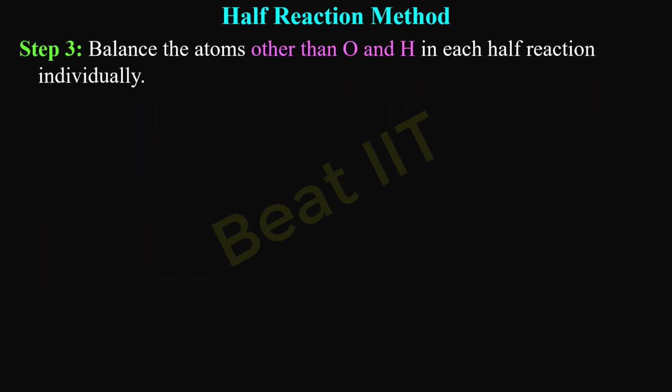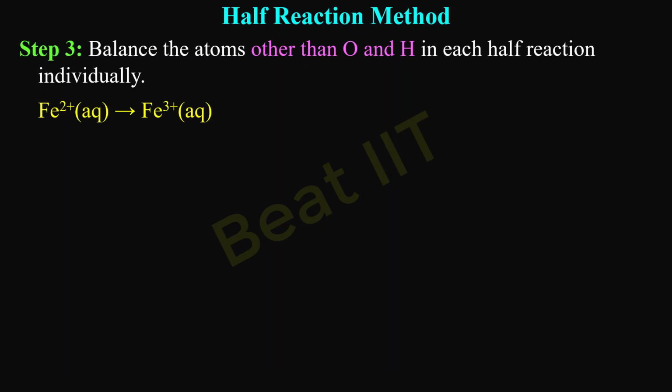The third step is to balance the evident ones. If you have seen my video of oxidation number method, that method has this hidden rule. NCERT has not mentioned it as a separate rule. So I told you, you need to remember, balance the evident ones. This is the same rule here as step 3. Balance the atoms other than oxygen and hydrogen in each half reaction individually.